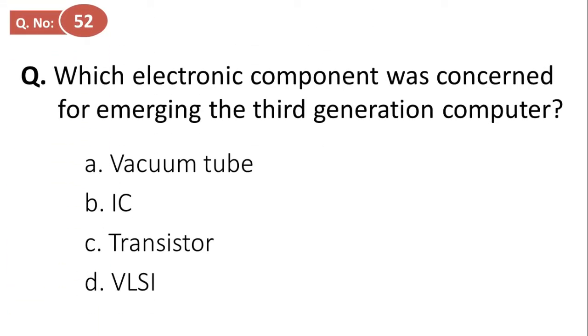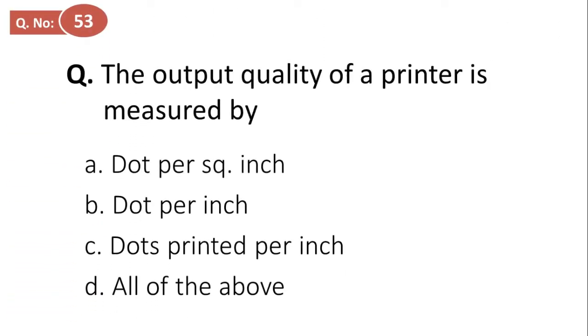Which electronic component was concerned for emerging the third generation computer? Options are vacuum tube, IC, transistor, and VLSI. And the correct answer is option B, IC. The output quality of a printer is measured by, options are dot per square inch, dot per inch, dots printed per inch, all of the above. And the correct answer is option B, dot per inch.